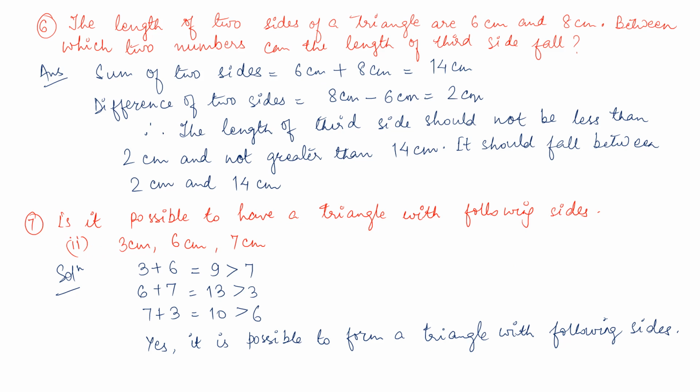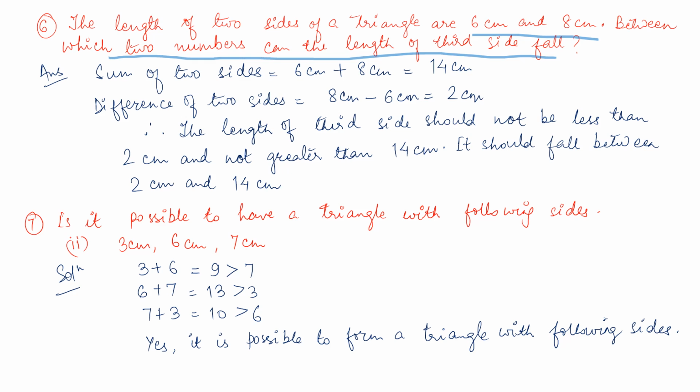Talking about question number 6. The lengths of two sides of a triangle are 6 cm and 8 cm. Between which two numbers can the length of the third side fall? So they have only given the measurement of two sides of the triangle and they are asking the third side should be from which lowest value to which highest value.